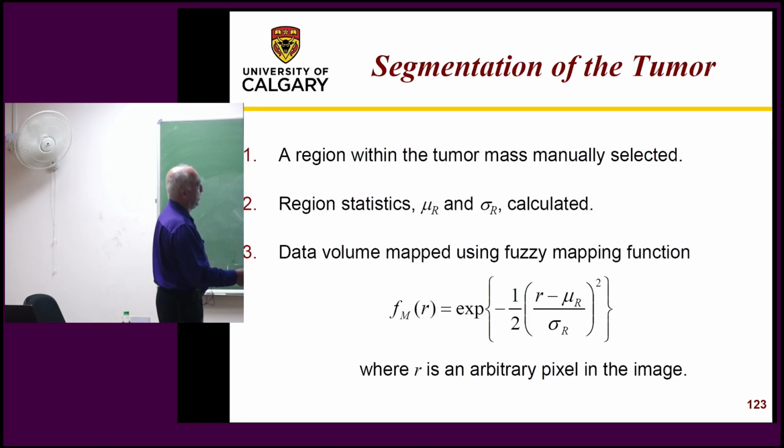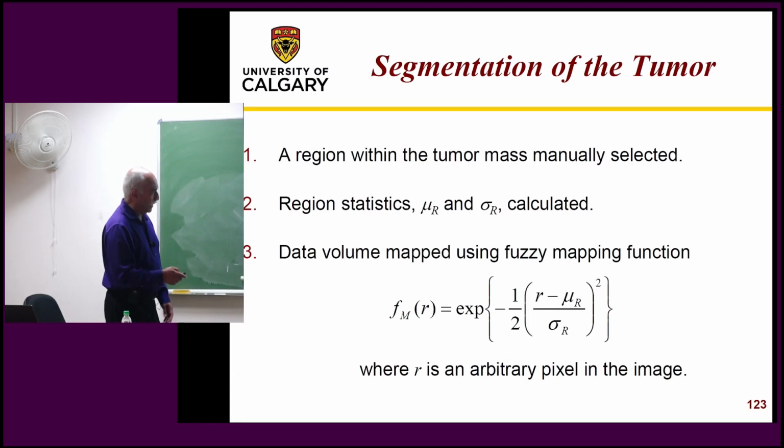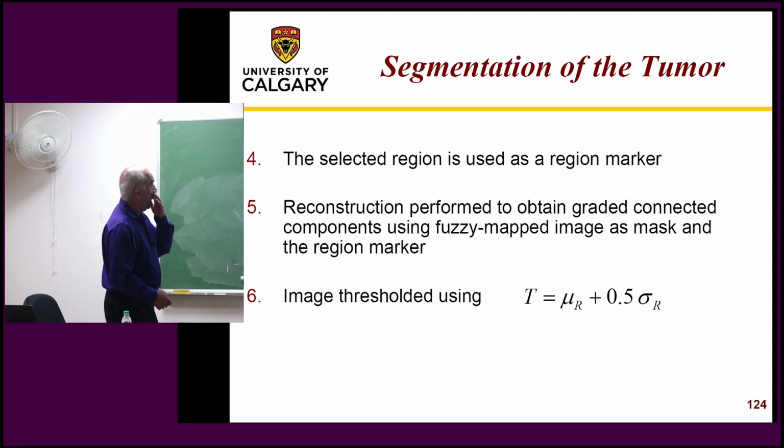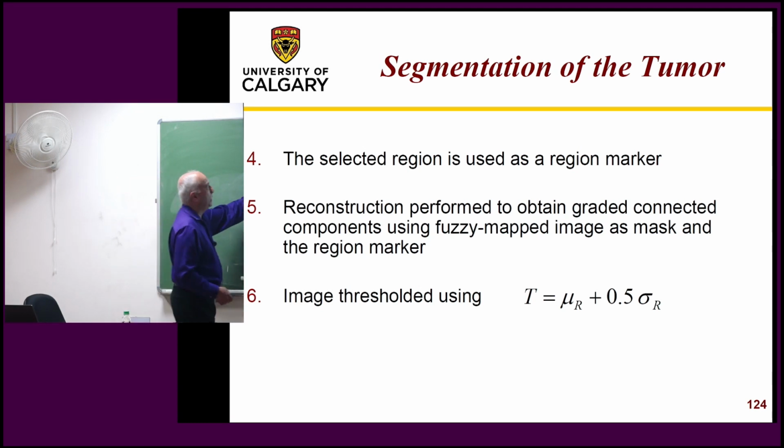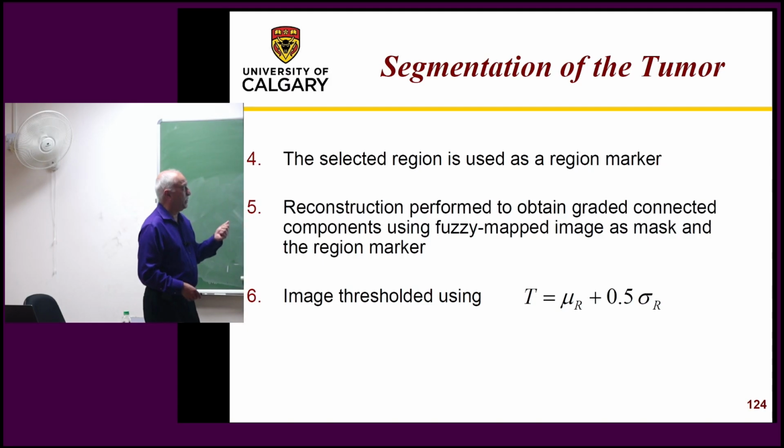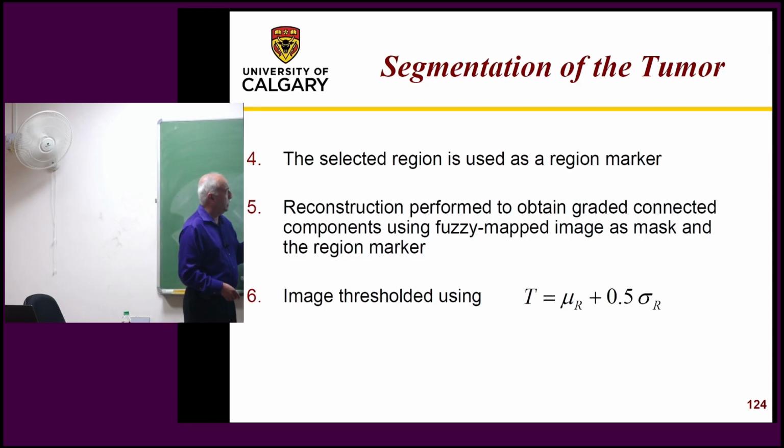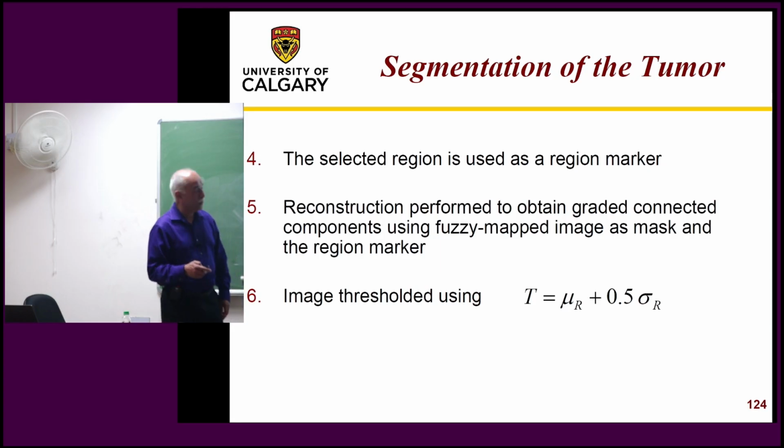You have the mean and standard deviation for reference, and R is a pixel in the image. The selected region is used as a region marker and reconstruction is performed. This reconstruction is opening by reconstruction, not CT reconstruction. It obtains graded components using the fuzzy mapped images as the mask and the region marker. And the image is thresholded using the mean and standard deviation parameters.